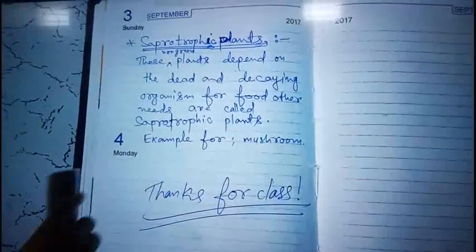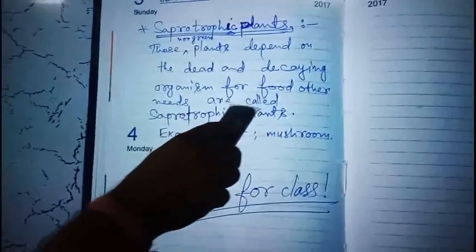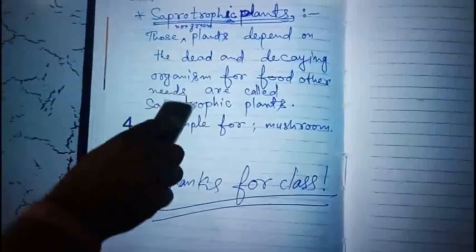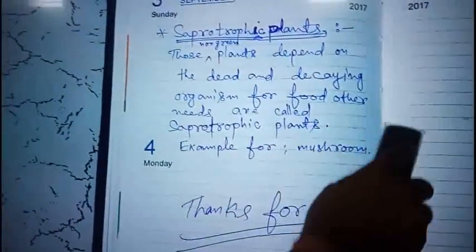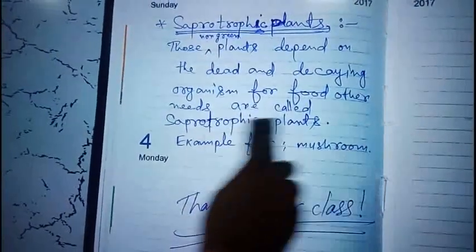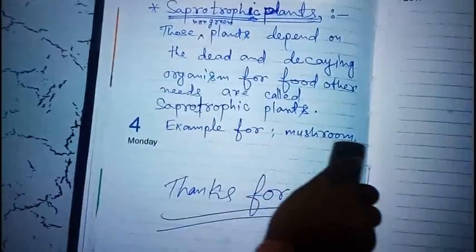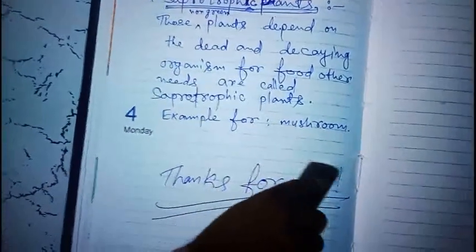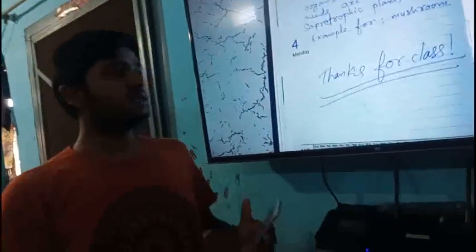The next topic we are going to talk about is saprotrophic plants. Those non-green plants that depend on dead and decaying organisms for food are called saprotrophic plants. Example: mushrooms. Dear student, chapter 1 is in this way complete.